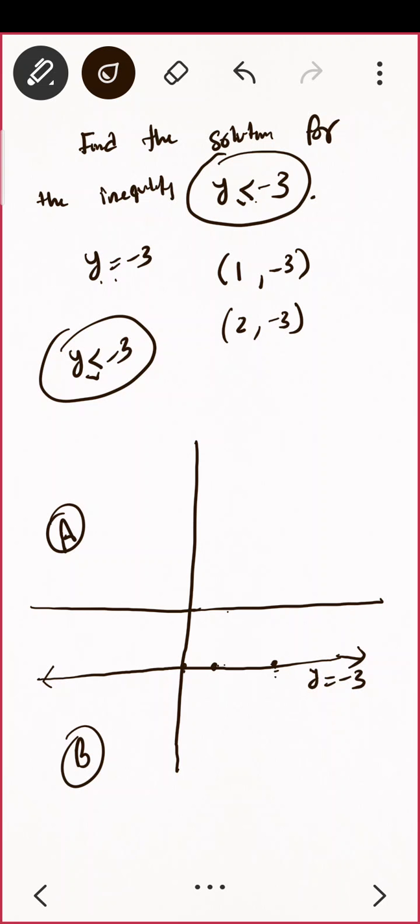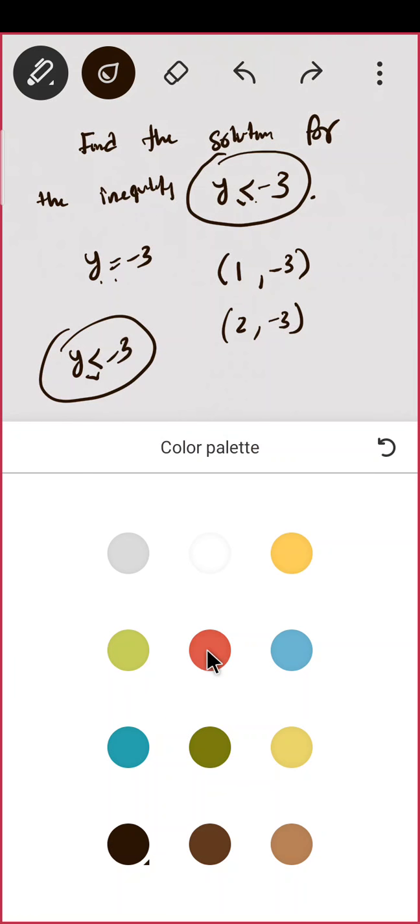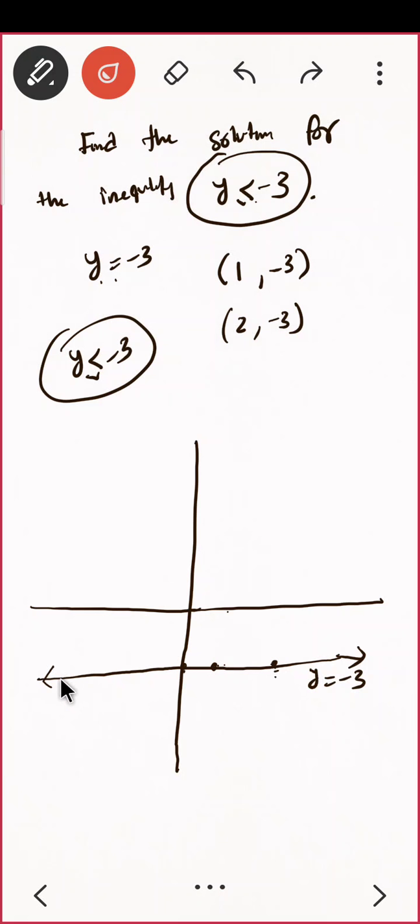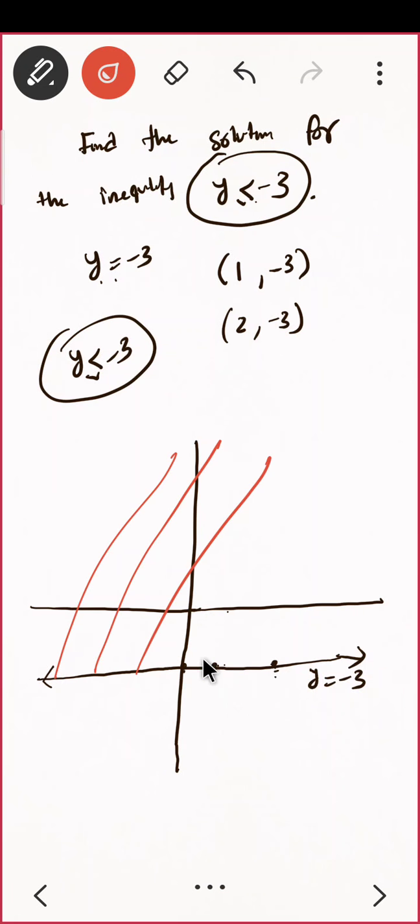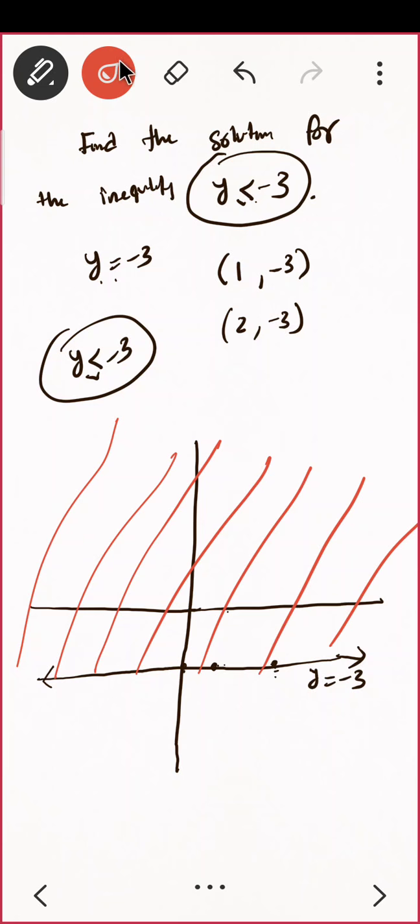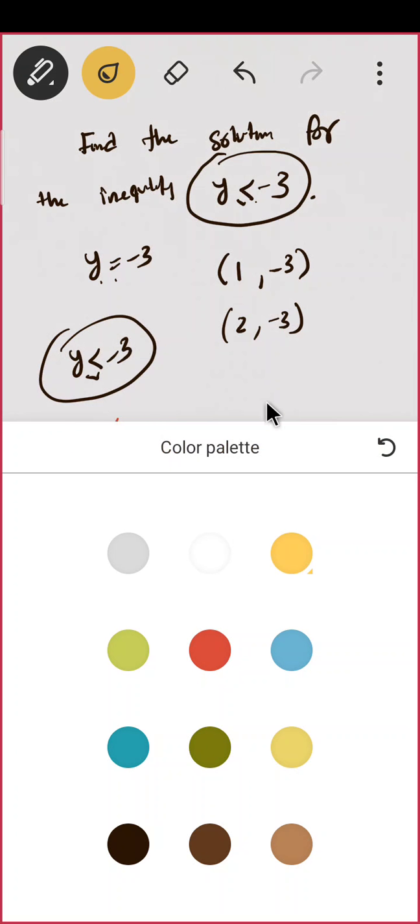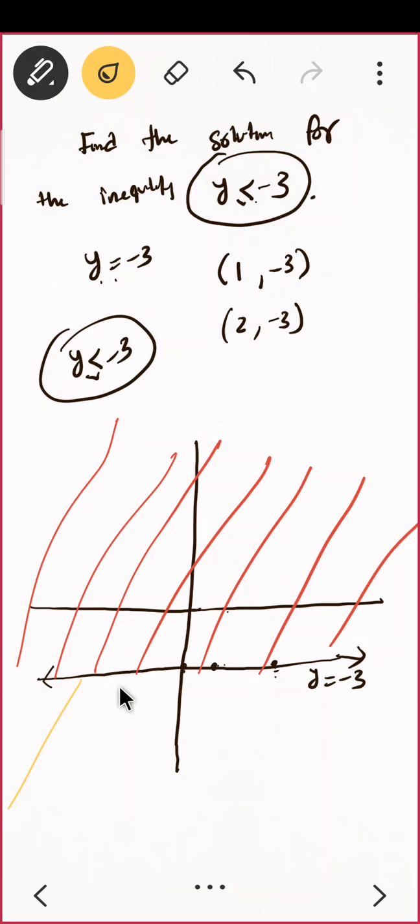Okay, you are saying the region is B. Anybody else? So what are the two regions first? Let me draw with the color if you are getting confused with this. So the first region is this part. Okay, and the second region is this part.